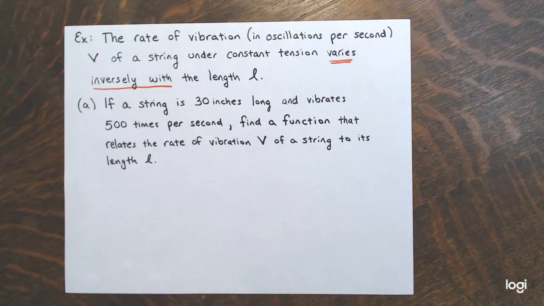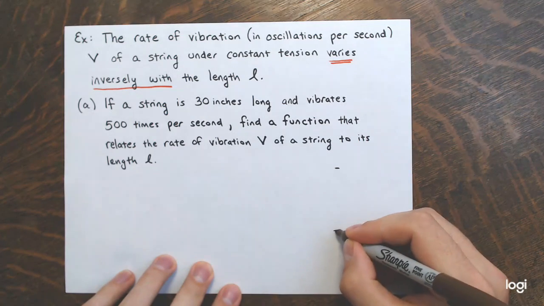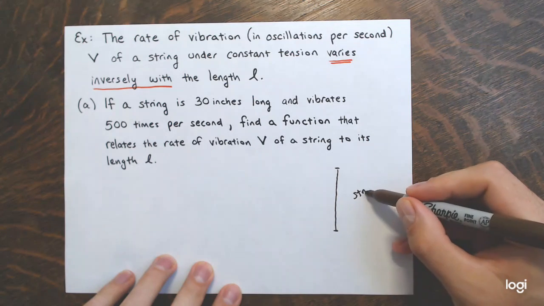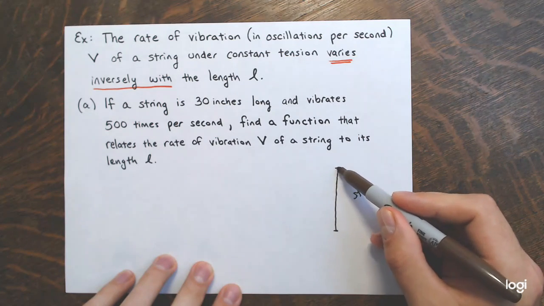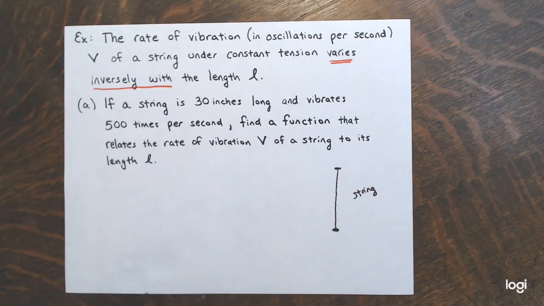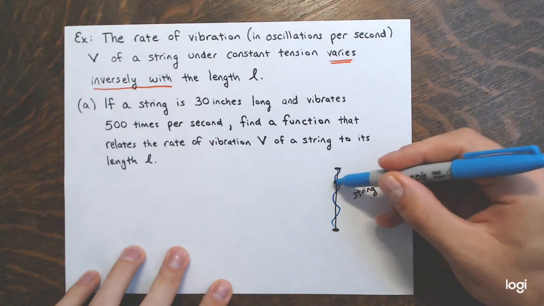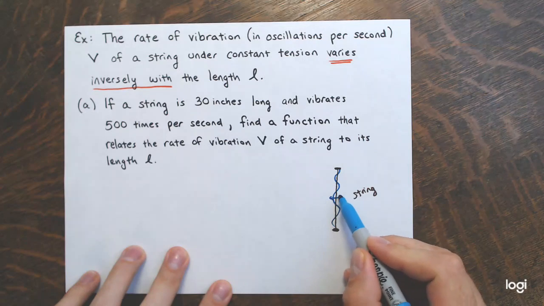So it's like a guitar string they're talking about here. One end is held down, the other end is held down, and here's a string under constant tension, meaning it's held down on this end and on this end with the same force. And it gets plucked, and then it vibrates, oscillating up and down. It might even do a little wave thing, but it goes back and forth.